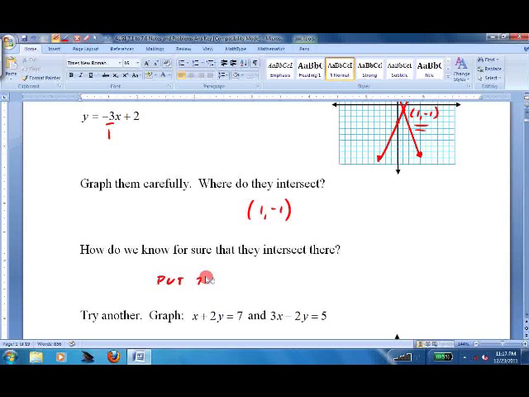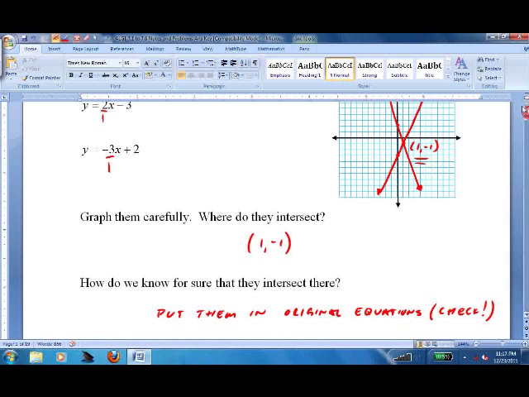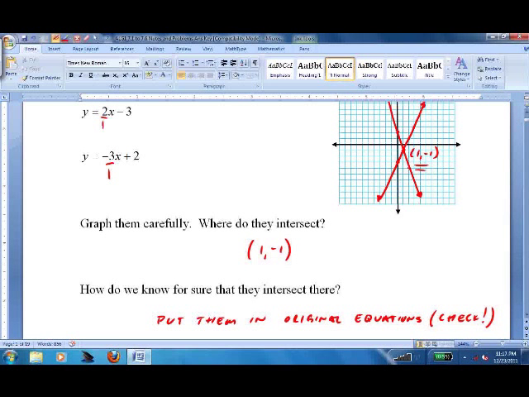We put them in the original equations and make sure they work. I'll call this checking. And you should always check. It does not take long. It's a quick process to make sure you get it right. So, we got x is 1, y equals negative 1.